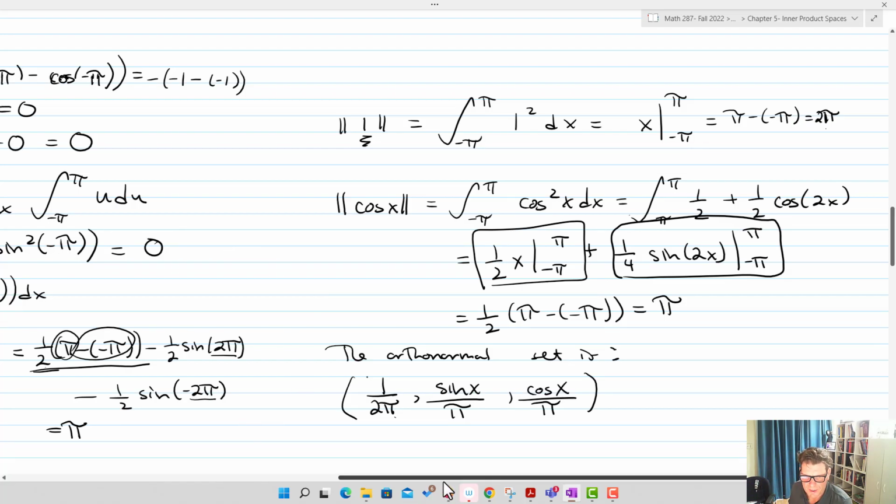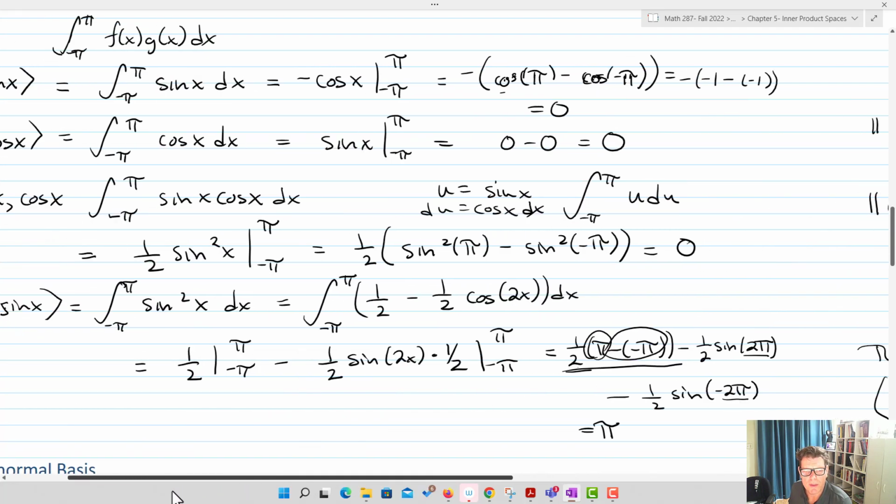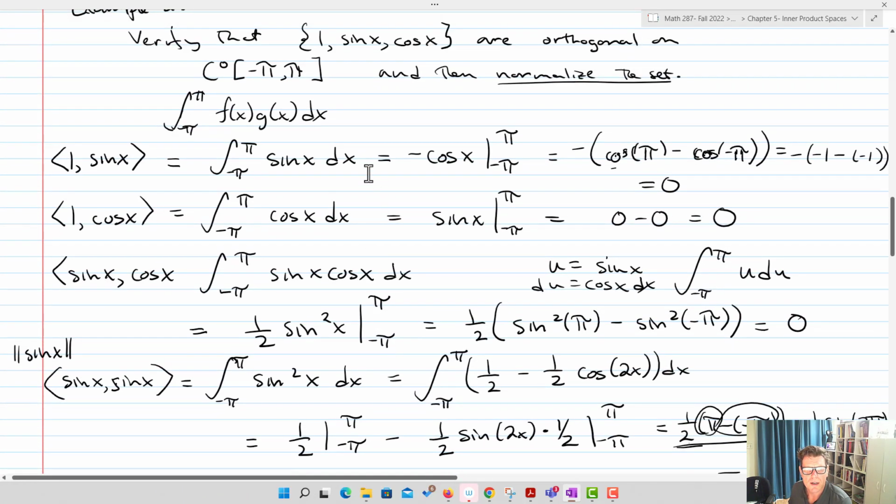All right? So in this case, we did the same thing that we did before. We just utilized a different norm. We utilized that function norm where we took the integral on the interval of f of x times g of x. And then we took the function squared, took the integral of that, and that ended up giving us our norm.